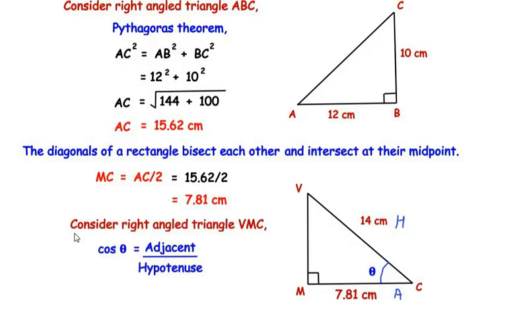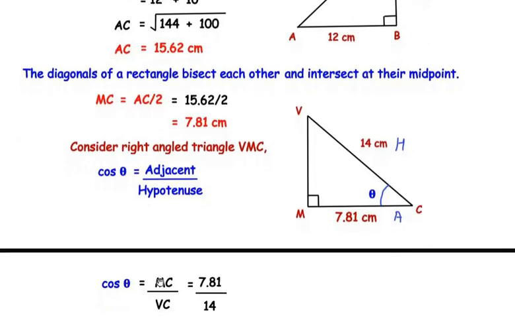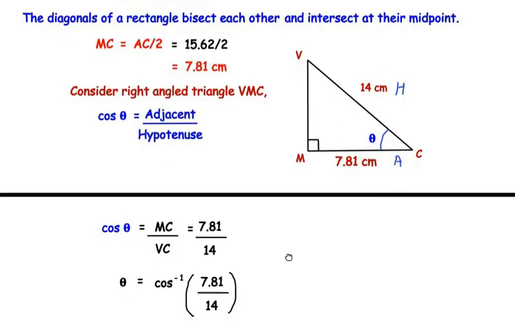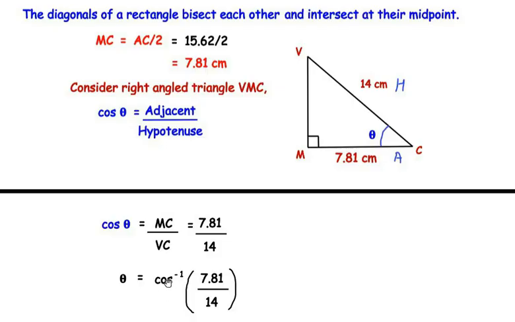So consider the right-angled triangle VMC. Cos of angle theta is equal to the adjacent side over the hypotenuse. Here we have the adjacent side as MC, so cos theta is equal to MC over the hypotenuse VC. This is equal to MC, 7.81 centimeter, over VC, 14 centimeter. Now let us take cos to the other side of the equal sign. So we get theta is equal to cos inverse, or arc cos, of 7.81 over 14.